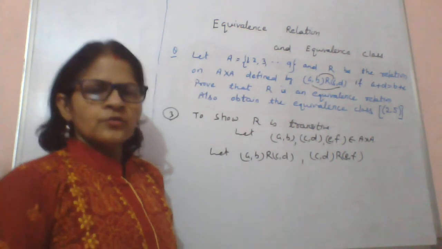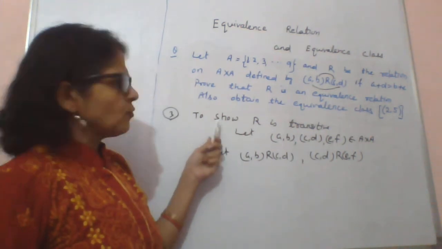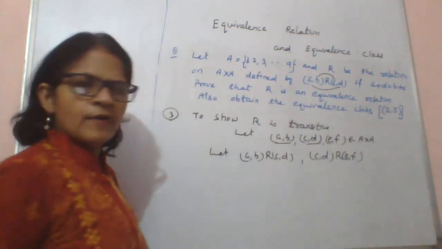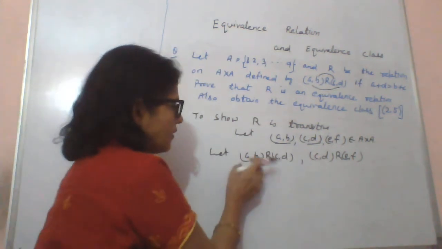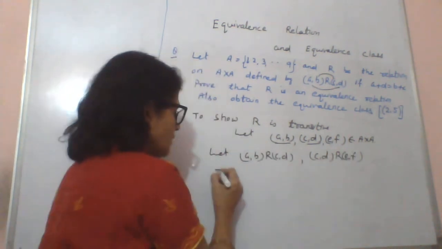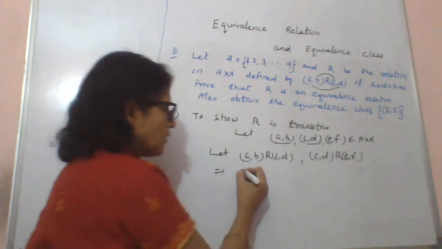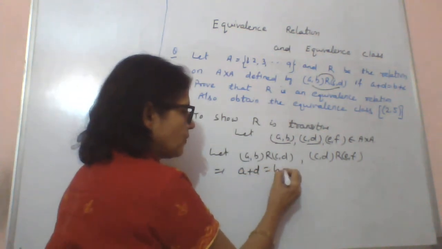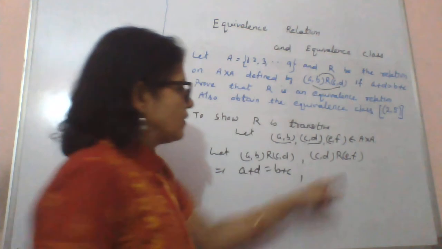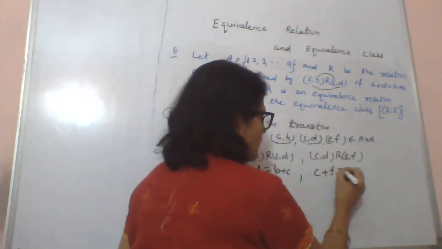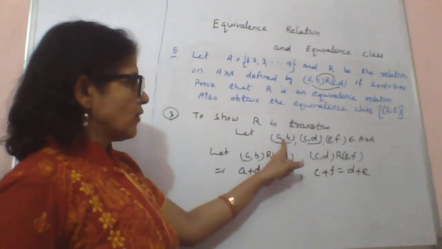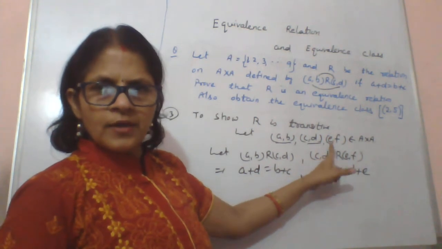Okay. So to see whether it is transitive or not, or to prove it is transitive in fact, we have to take three ordered pairs (A, B), (C, D) and (E, F) belonging to A Cartesian product A, and let (A, B) R (C, D), which means these two ordered pairs are related, and (C, D) R (E, F). Now when we take (A, B) R (C, D), it is A plus D equals B plus C as per the question. And when we take (C, D) R (E, F), similarly C plus F equals D plus E. Okay, now we need (A, B) R (E, F).